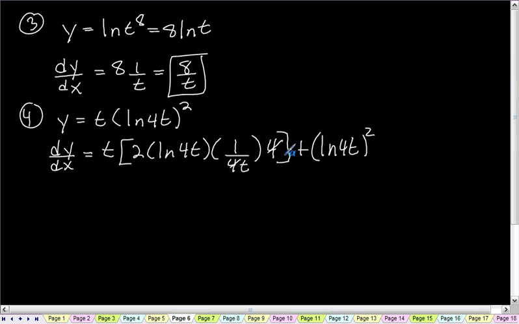Let me see. There's a t here, and there's a t here. So here I'm left with 2 ln 4t. That cancels, that cancels, that cancels, that cancels. I'm just left with that plus ln of 4t, take the square root of the square.